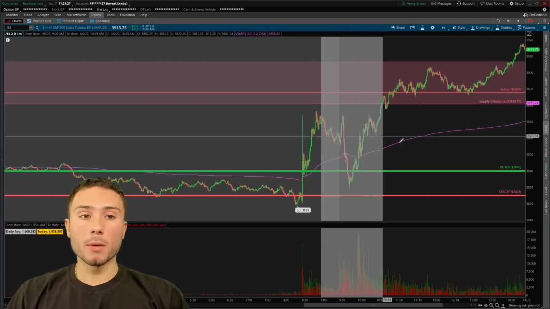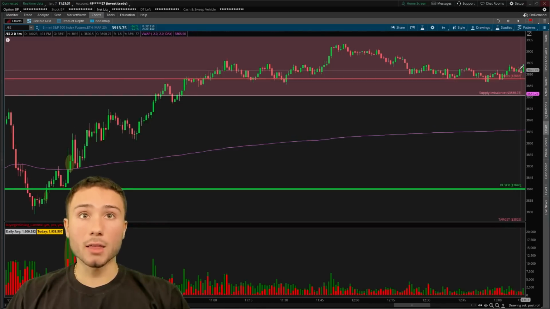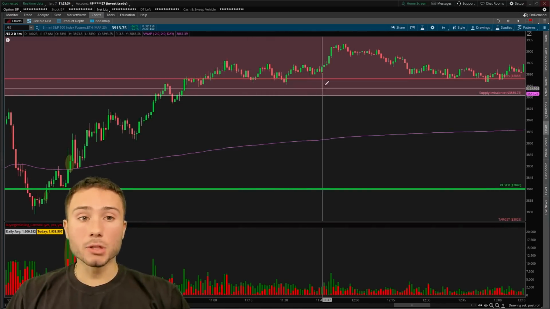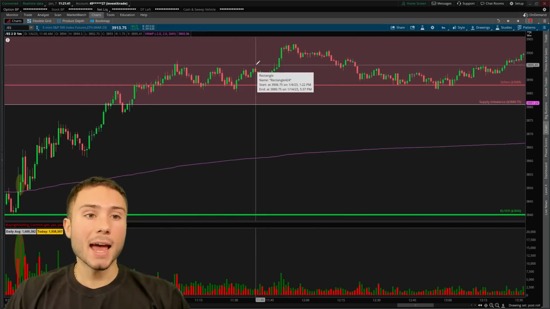Well, guess what happened when the market opened up? We got this rally above 3888, which is this red line up here. One time, 2 times, 3 times, 4, 5, 6, 7 different times. In, I would say, about a 2-hour period, 3888 acted as support.